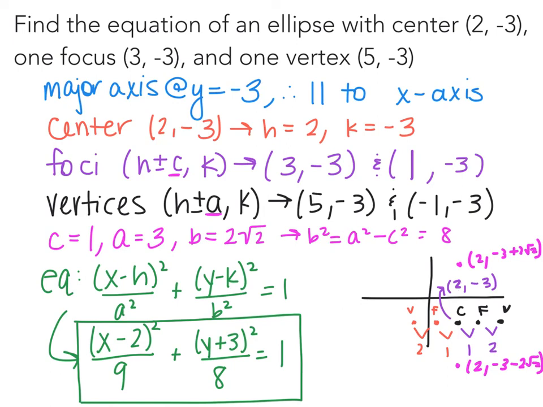So the next to last thing that I'm going to do here is write out the equation. So I was given this in the chart, and so I'm just going to plug in my h and k and a squared and b squared and set that all equal to 1.